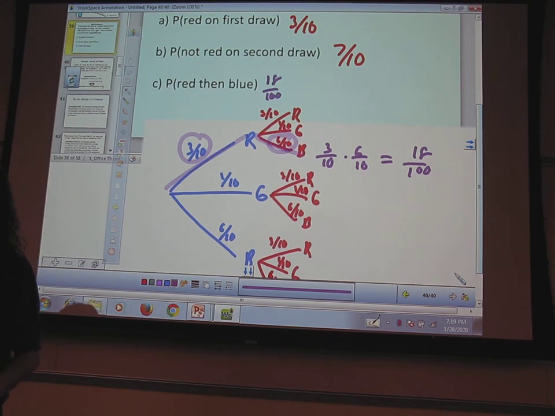Okay. Good. And if you were not to replace it, then it'd be a little more complicated. We'll talk about that next class. Ironically, it's actually the same.